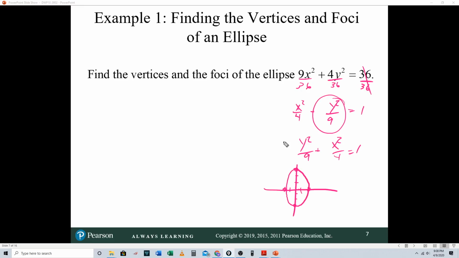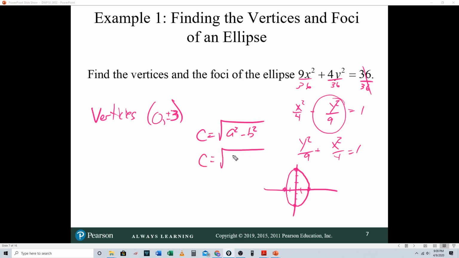I understand the reason why. So we want to find the vertices and the foci. So we have the vertices, which are at 0, plus or minus 3. Okay. Now the foci, it means we have to find C. And C is equal to the square root of A squared minus B squared. So C is equal to the square root of 9 minus 4.